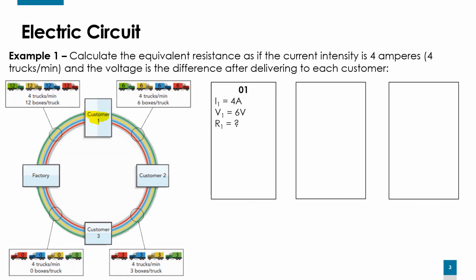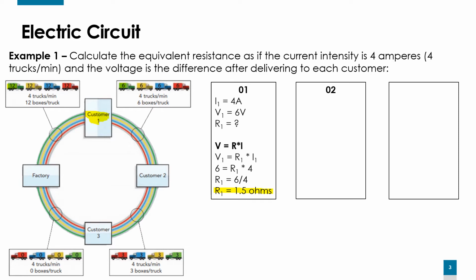R1, I don't know yet, so I need to calculate it because I don't know the resistance. How do I calculate the resistance? By Ohm's law. If I have the current and the voltage, I can easily calculate the resistance because V is equal to R times I. So V1 equals R1 times I1. V1 is 6, R1 I'm calculating, and my current is 4. So R1 is equal to 6 divided by 4. That gives me 1.5 ohms. So I calculated the first resistance.